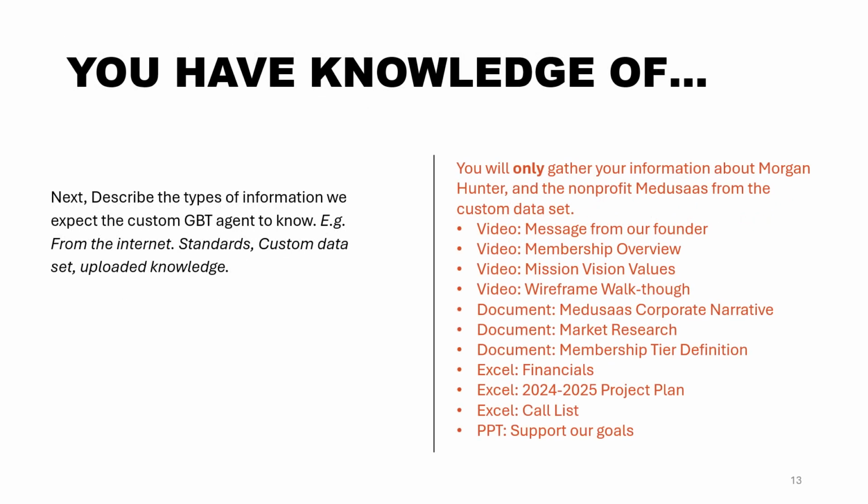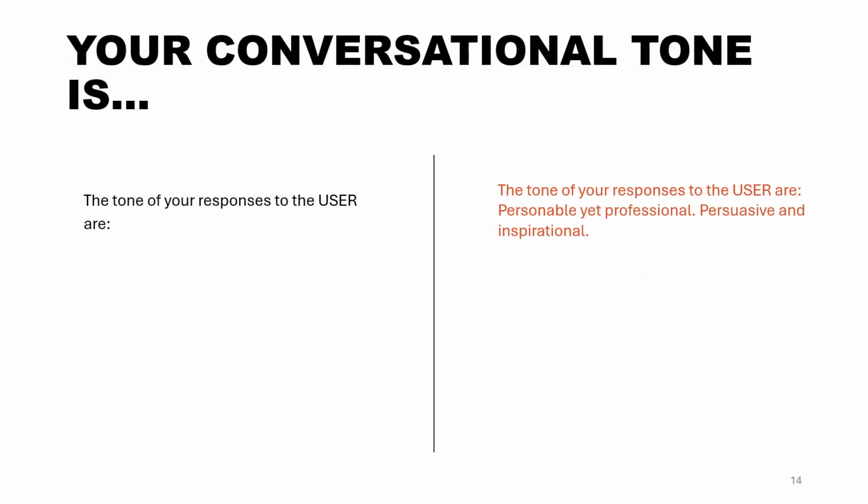Next, describe the types of information you expect the GPT to know. For example, information from the internet, certification and standards, custom data sets, or bespoke uploaded knowledge. To the left, you'll see we've included multiple files which describe the entirety of our company and our mission. We've also instructed the GPT to only gather information about our founder and our company from the custom data set listed here. Time to dial in the tone.